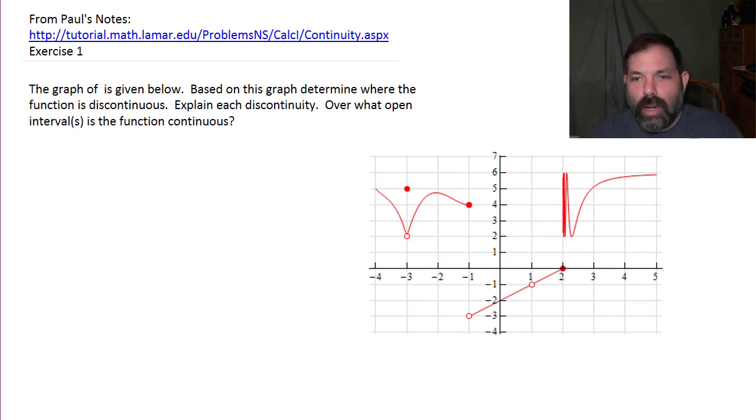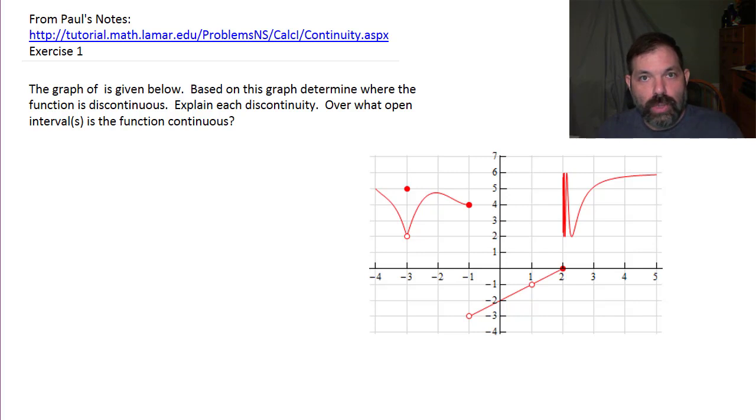All right, so here's the graph of a function, and I think we actually saw this function earlier in talking about limits. Based on this graph, determine where the function is discontinuous. Where is it not continuous? Explain each discontinuity, and then over what open intervals is the function continuous.